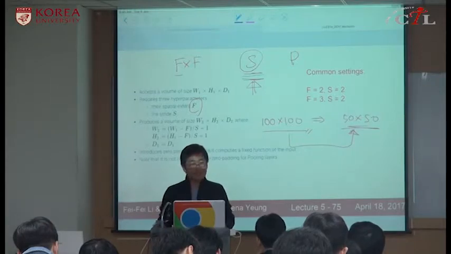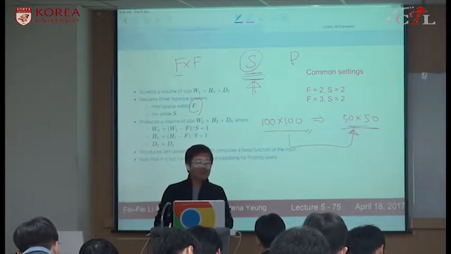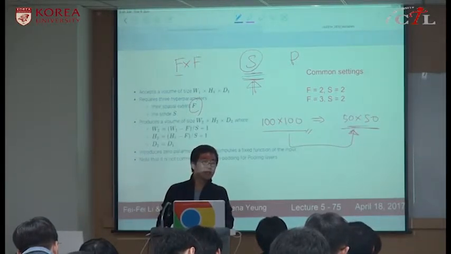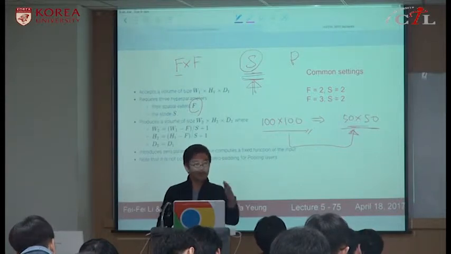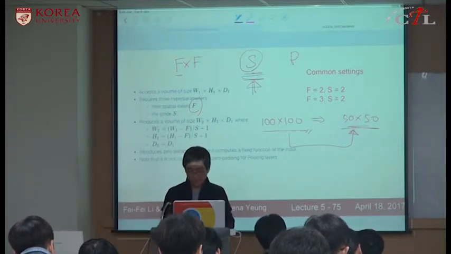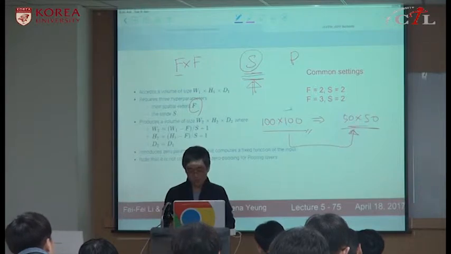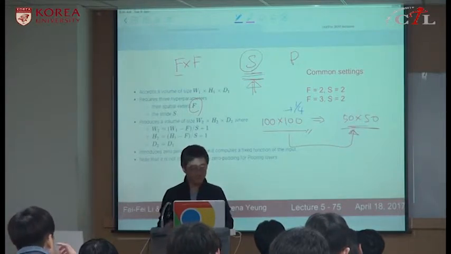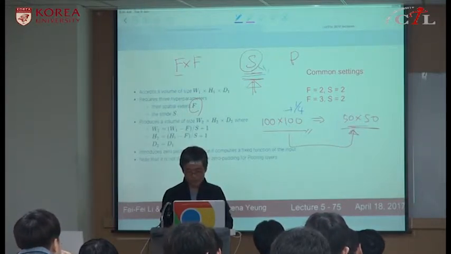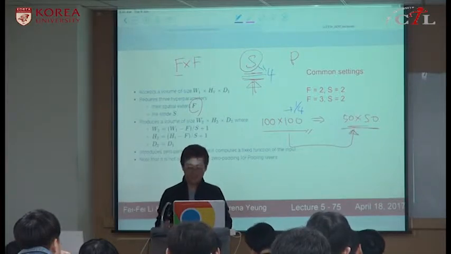So this stride size is the main controlling knob that you can use to resize your image by half, or if you want to reduce the image size to 1/4, then the stride size will be 4.